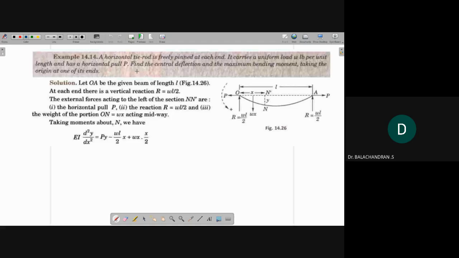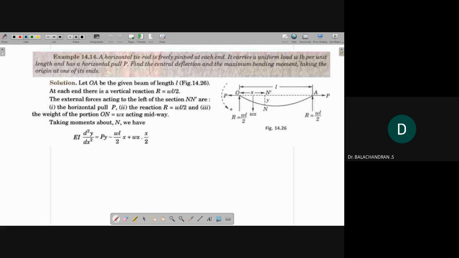Here the differential equation is not given directly. If it is given directly, then you can easily solve the problem. So here a horizontal tie rod is freely pinned at each end. We discussed the boundary condition for a freely pinned rod. We will come to that part later, once you get the solution.